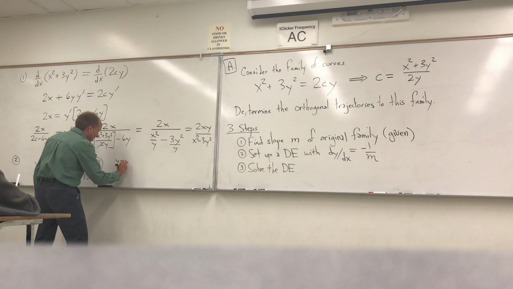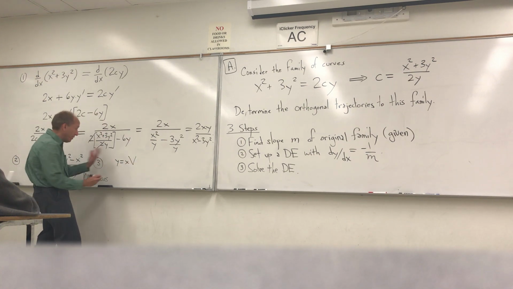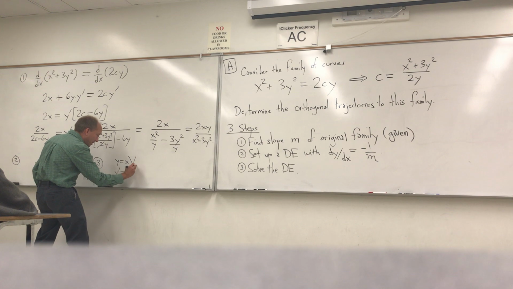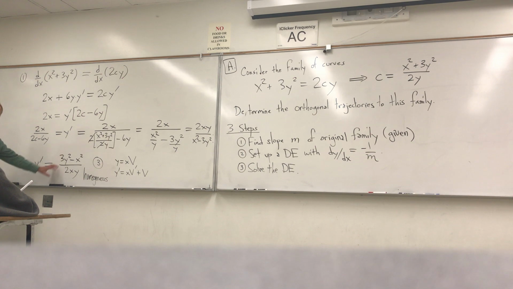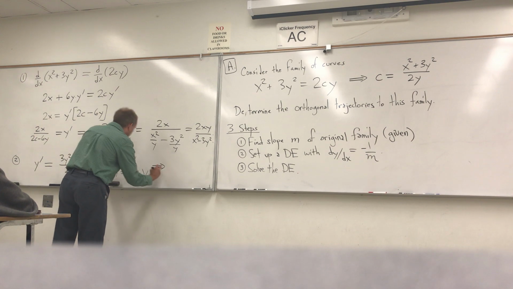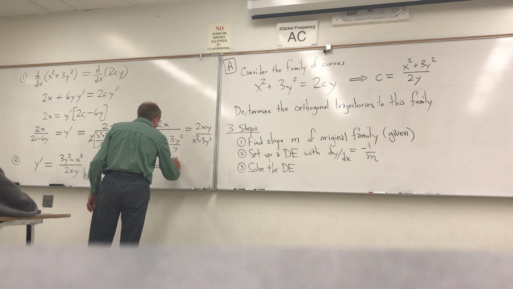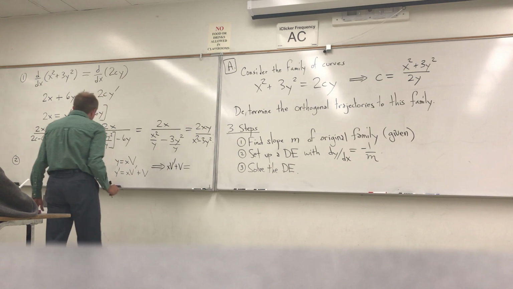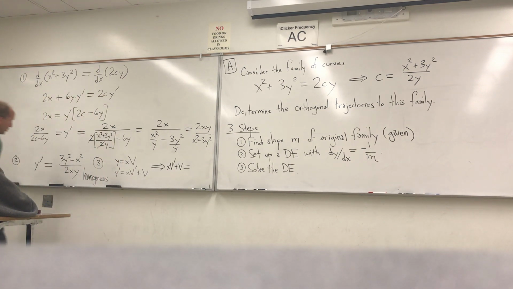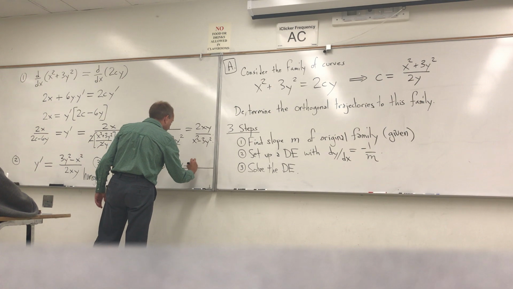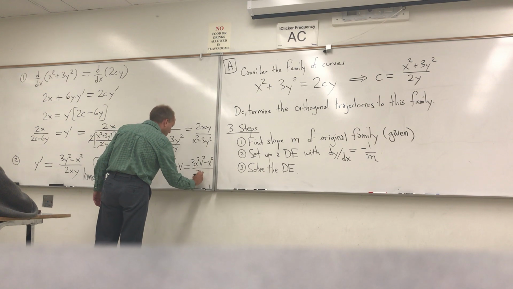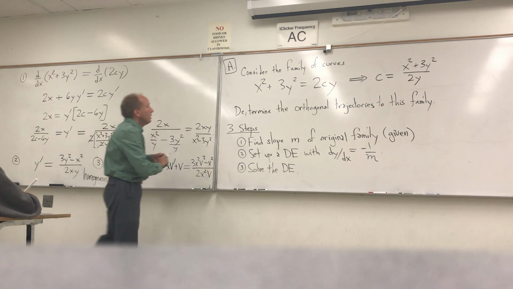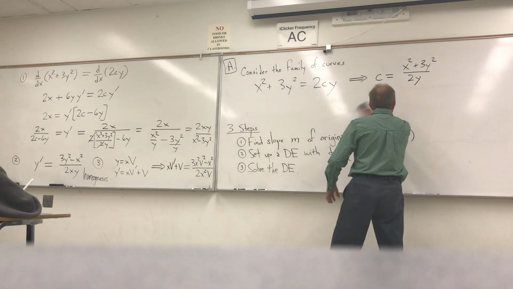y equals xv. Very good. Exactly right. y equals xv. And the derivative of that by the product rule is just xv prime plus v. Okay, great. So what we would do then is plug everything in terms of x and v. So the y prime becomes xv prime plus v. And on the right side of the equation, we have 3x squared v squared minus x squared all over 2x squared v. So I hope I did that right.